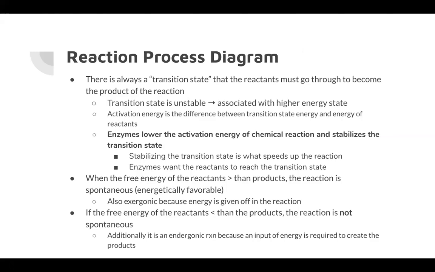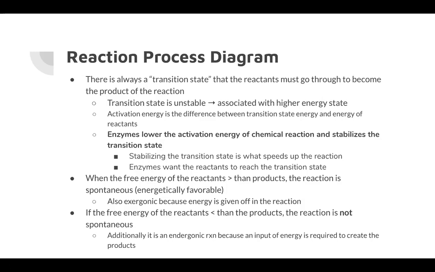And then the free energy, that's your energy of the reactants. If that is greater than the products, the reaction is considered spontaneous. That's energetically favorable, and also exergonic because energy is given off in the reaction. If the free energy of the reactants is less than the product, the reaction isn't spontaneous, and it's endergonic because there's an input of energy required to create the products. So the big thing here is definitely to know that enzymes are lowering the activation energy of the reaction because they're stabilizing the transition state and lowering the amount of energy the reactants need to reach.